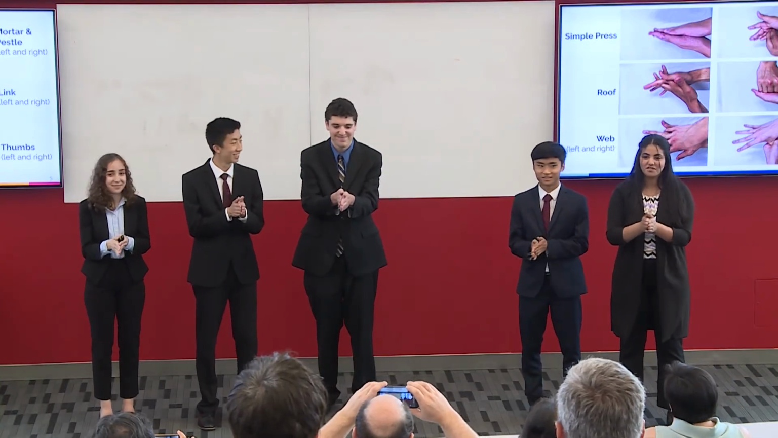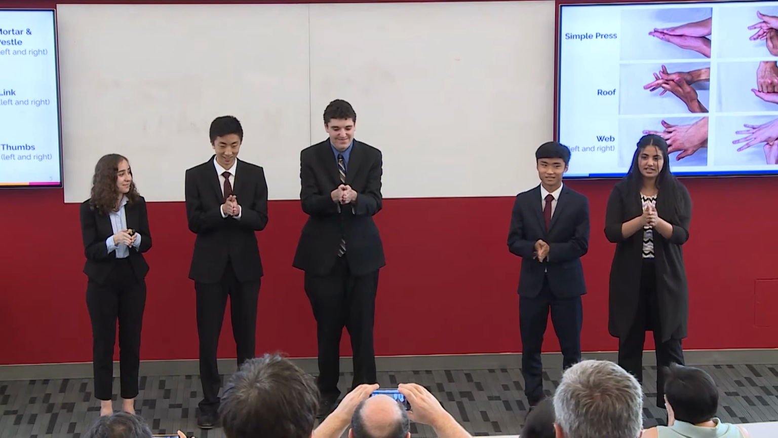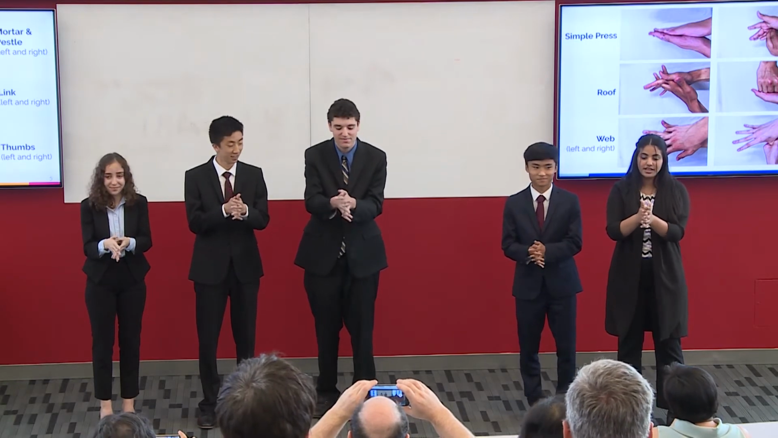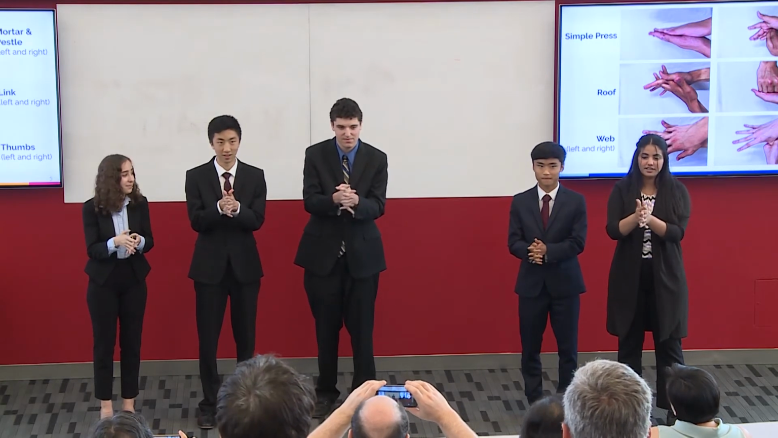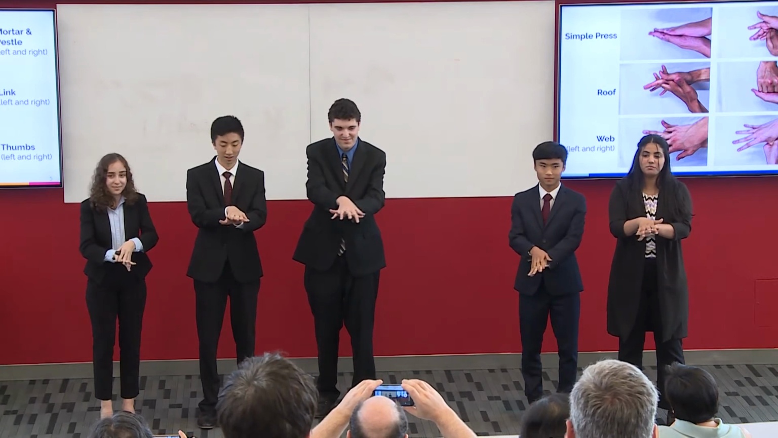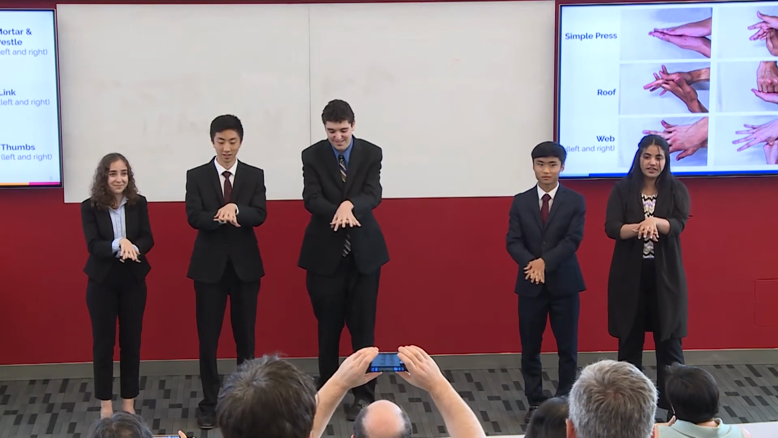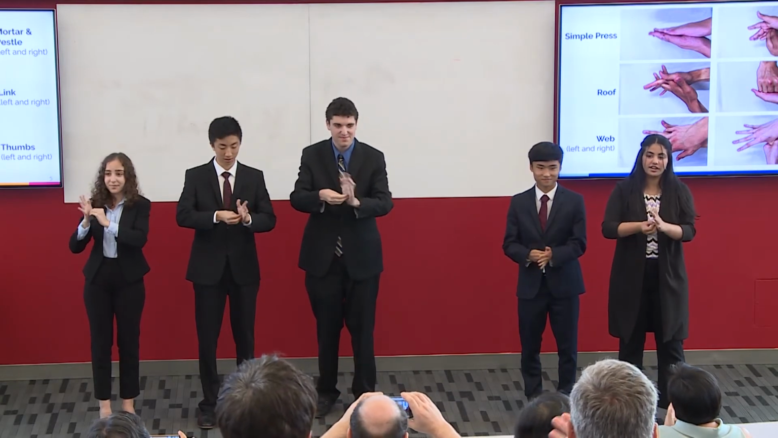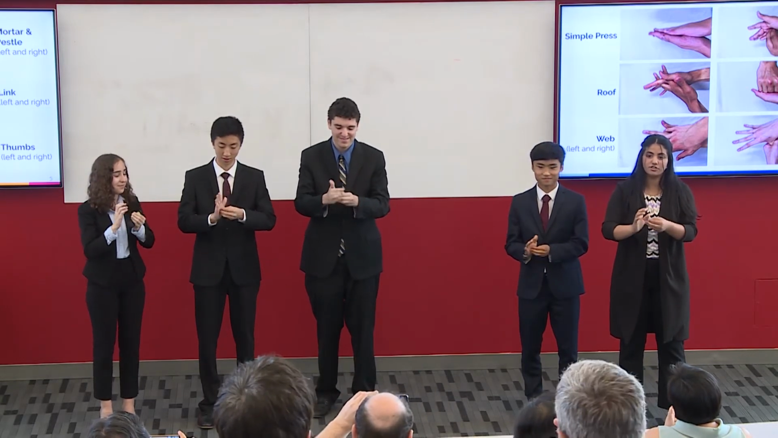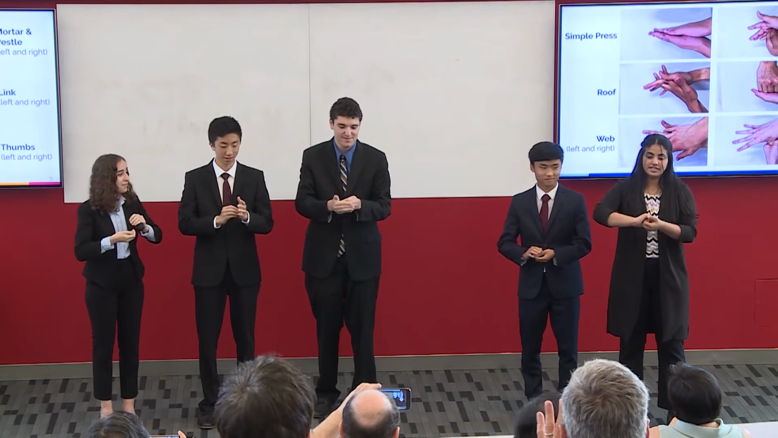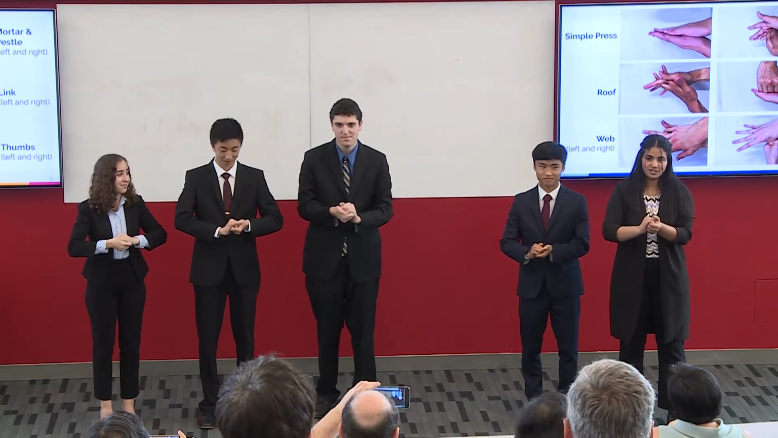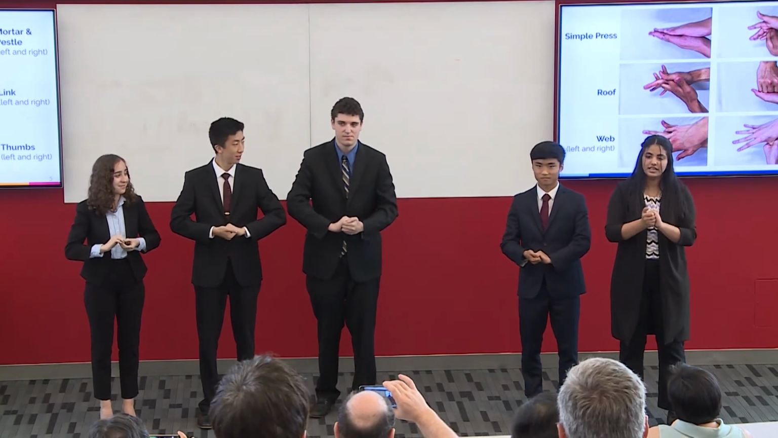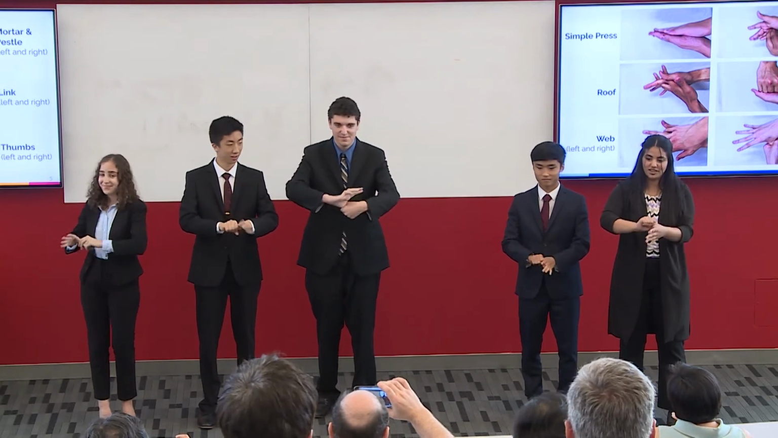This is called simple press, and this gets the palms of the hands. This is roof, and it gets between the fingers. This is called web, which is done for both the left and the right hand. It gets between the fingers and the back of the hands. This is mortar and pestle, which gets the fingernails, the fingertips, and the palms, and it's also done for both hands. This is link, which gets the knuckles, also done for both hands. And lastly, this is thumbs, also done for both hands.